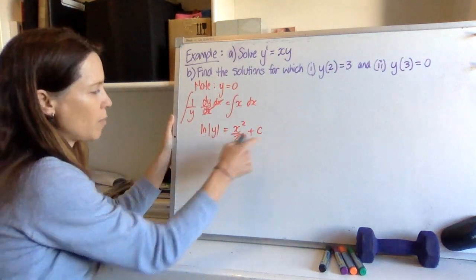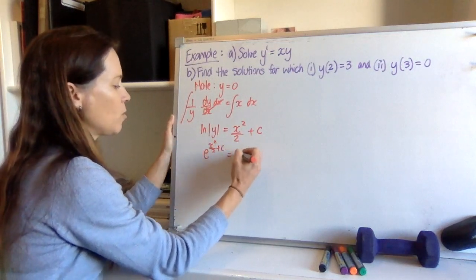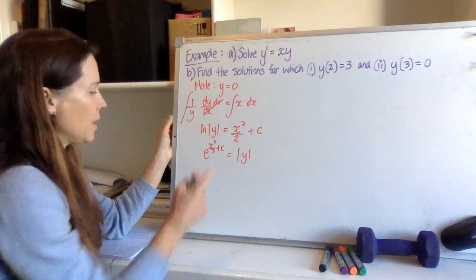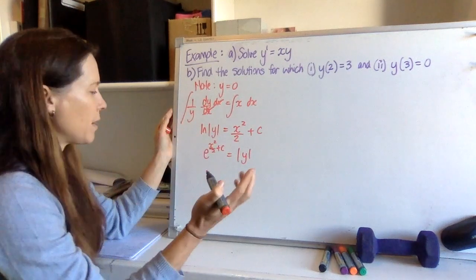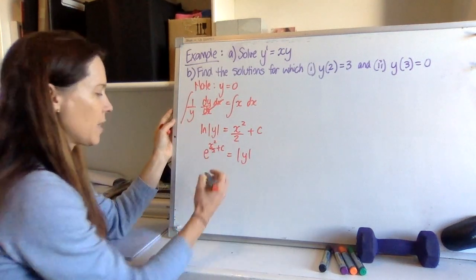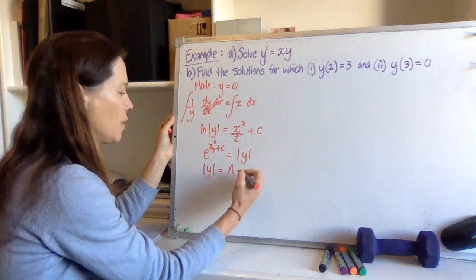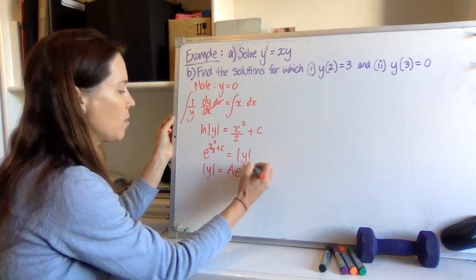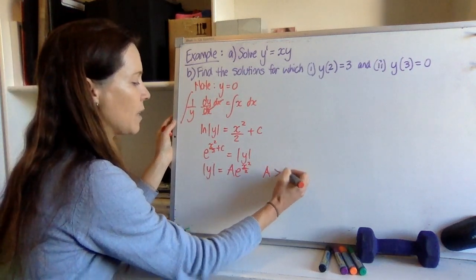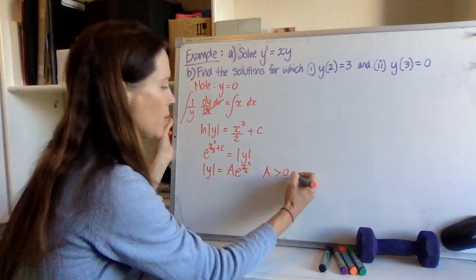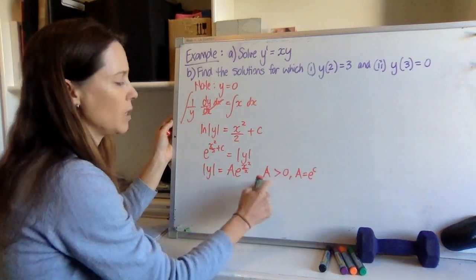So e to the power of all of this, x squared on 2 plus c, is equal to the absolute value of y. Now, we can tidy up an expression as soon as we see something added or subtracted in the powers. We use our index laws to split it up and say, let's come up with an expression for e to the power of c. Let's call it a. So a e to the x squared on 2 is equal to the absolute value of y. Now we need to specify here that a is greater than 0. And why is it greater than 0? It's because a is equal to e to the power of c. And you can write that down if you want to. This part is optional, this part is essential.